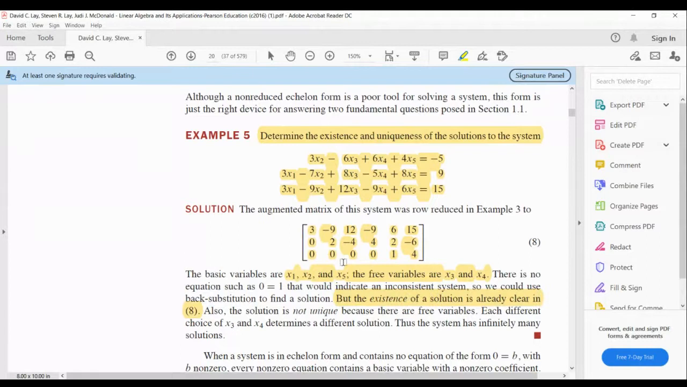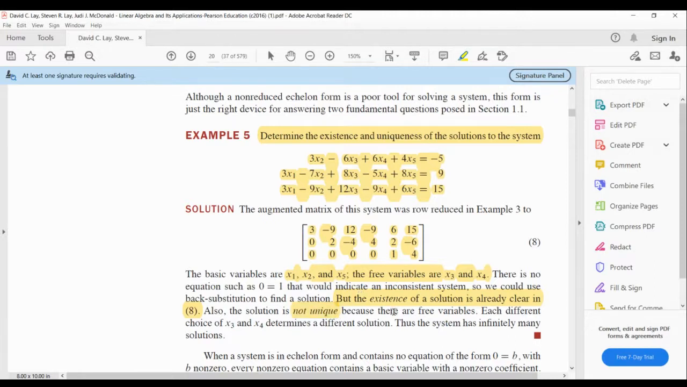Oftentimes you can get it in echelon form and be able to answer the question. So we know, for instance, solutions exist, because the existence of the solution is already clear. You don't have a row where you have all zeros and then the last number is non-zero. Like in the last row, you don't have 0x1 plus 0x2 plus 0x3 plus 0x4 plus 0x5 equals 4. Instead, you have 1 times x5 equals 4. And so the existence of a solution is clear. And also, we know the solution's not unique because you have free variables.